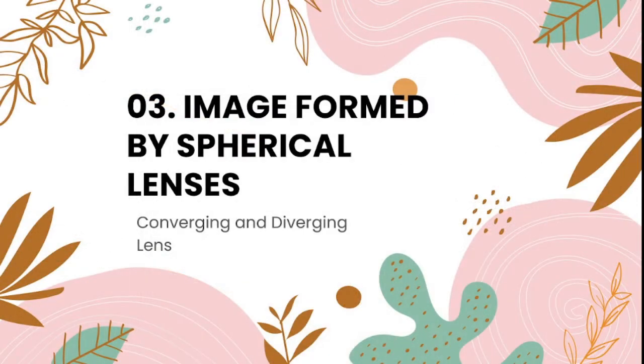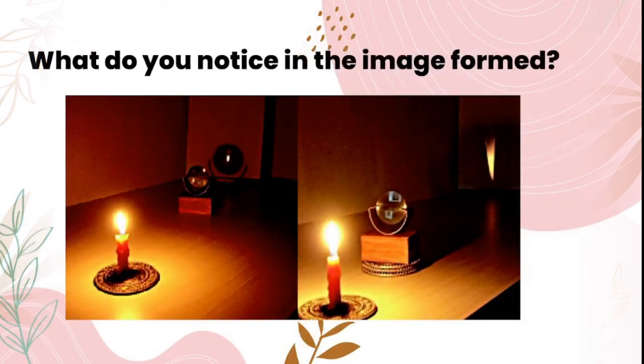Now that we have determined the three principal rays, let's move on to the image formation in spherical lenses. What do you notice in the image formed? The image formed by the two lenses are different. One produces a bright but smaller image of the candlelight, while the other produces an enlarged but inverted image.